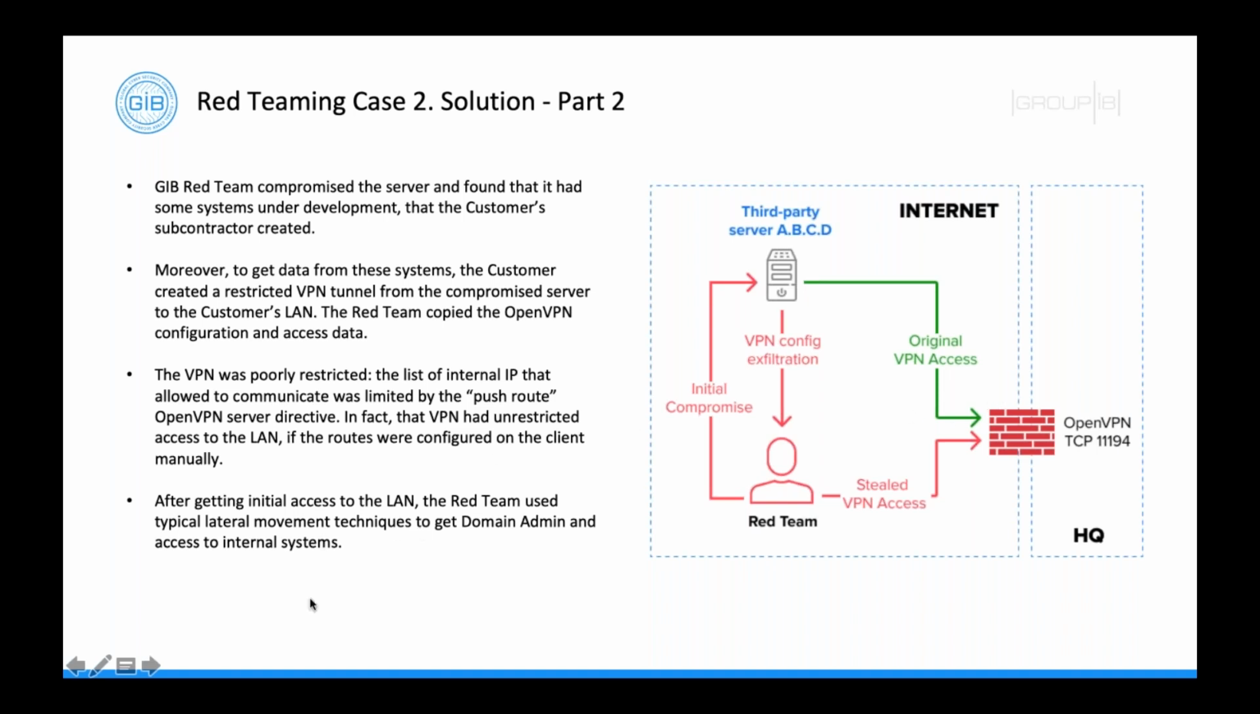After the red team gained access to the local area network, they used typical lateral movement techniques to obtain domain administration rights and access different internal financial systems within this retail client and achieve their objective. So that was a pretty interesting case for us, using many different elements during the reconnaissance phase and identifying interesting elements to gain access to the bank's network.